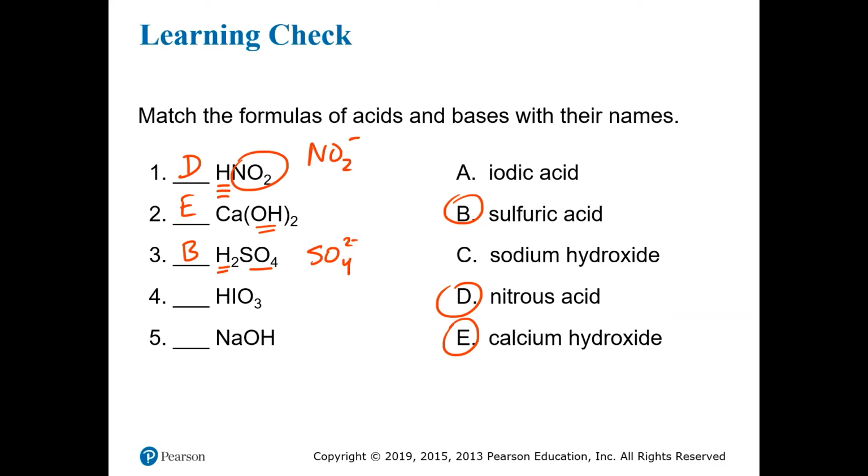The next example is HIO3. This is an I, not an L, so be careful about that. And this is IO3-, this ion, which is actually the iodate ion. And so ate ending becomes ic acid, so this becomes iodic acid, A. And then obviously by the process of elimination, the last one is C, but it should be pretty clear that Na is sodium and OH is hydroxide, so this is sodium hydroxide.